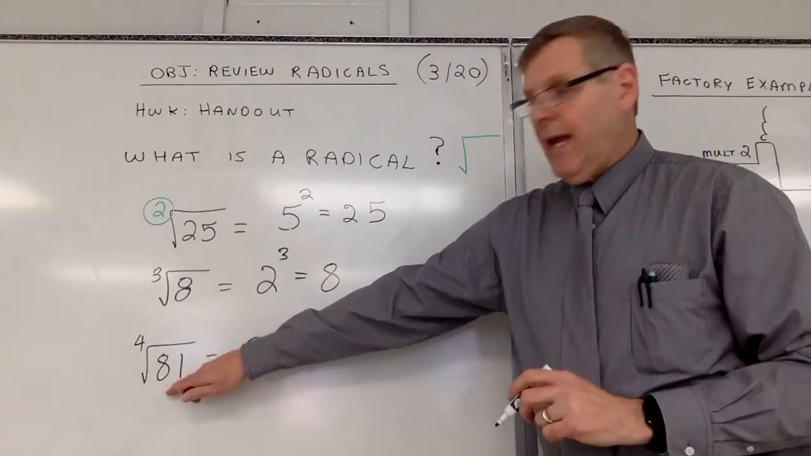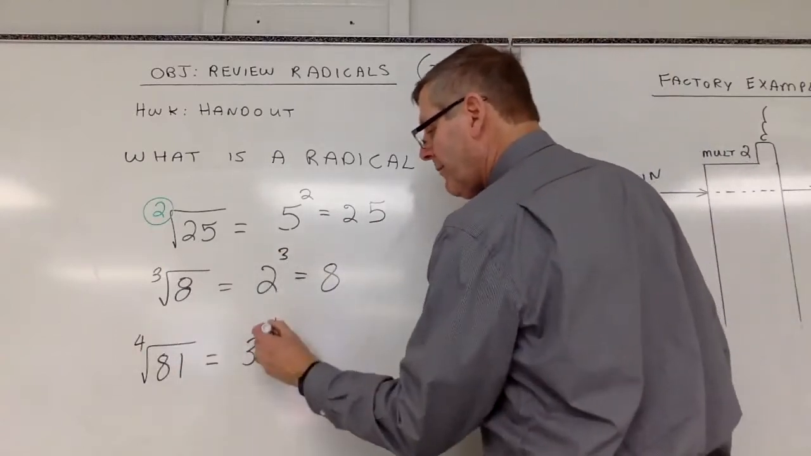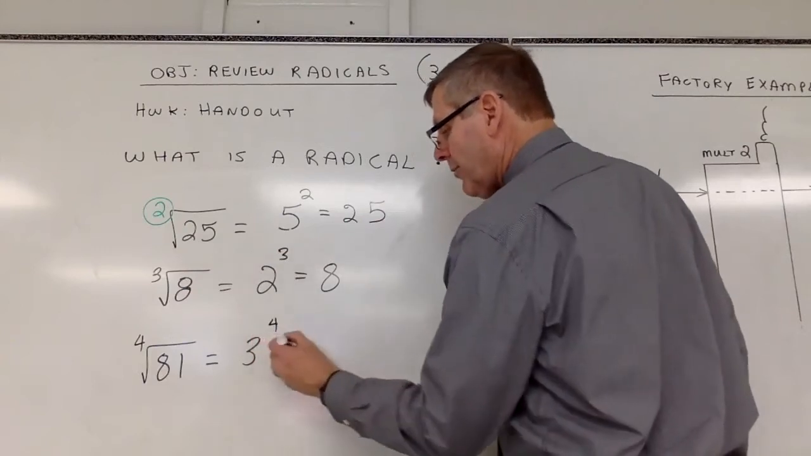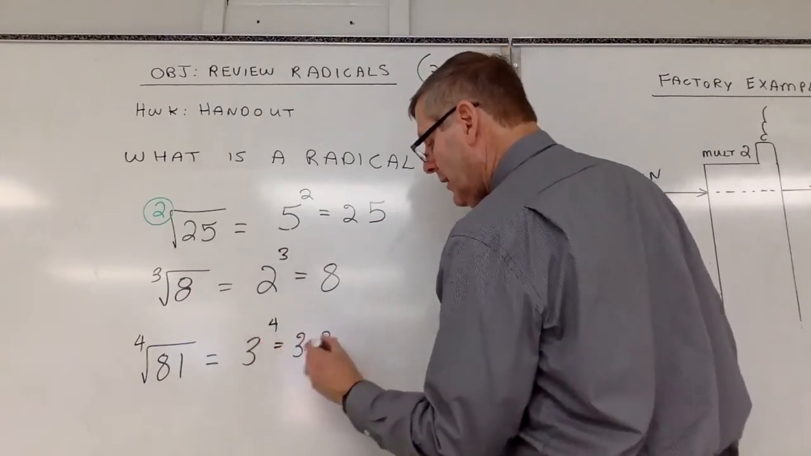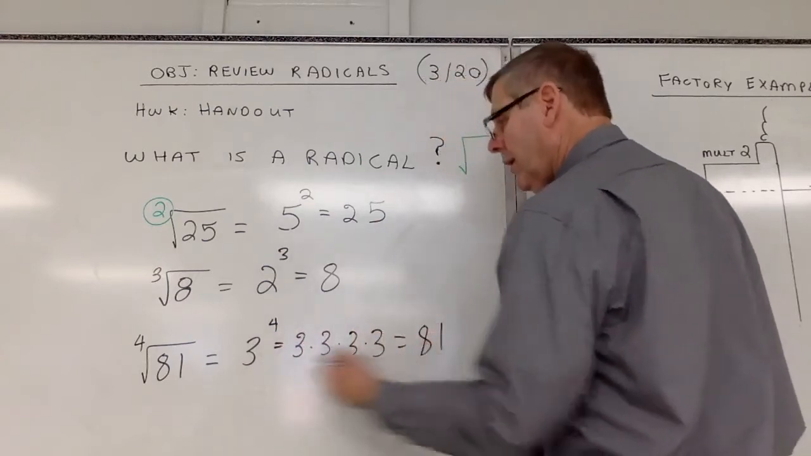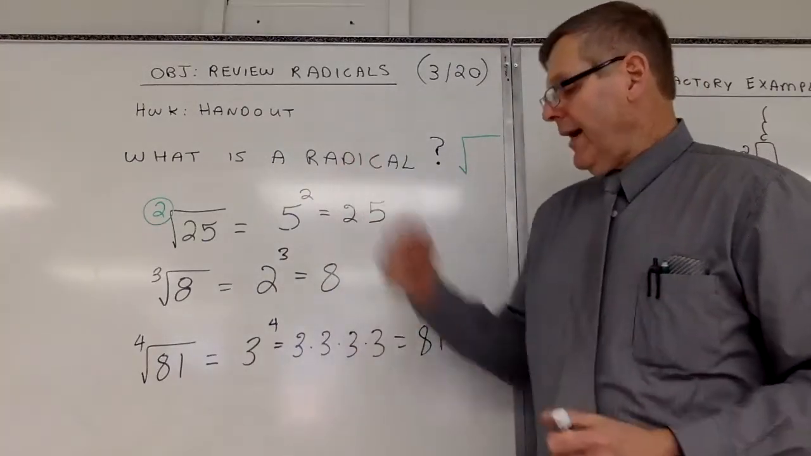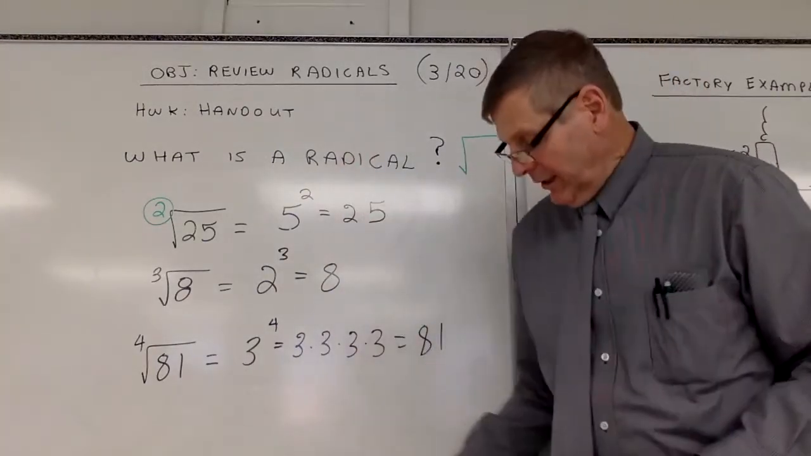There's a number like 81 to the 4th root. I'm looking for a number that if I multiply it by itself, remember 3 to the 4th means 3 times 3 times 3 times 3. That would be 81, which is the number I started with. Okay, so that's what a radical is.